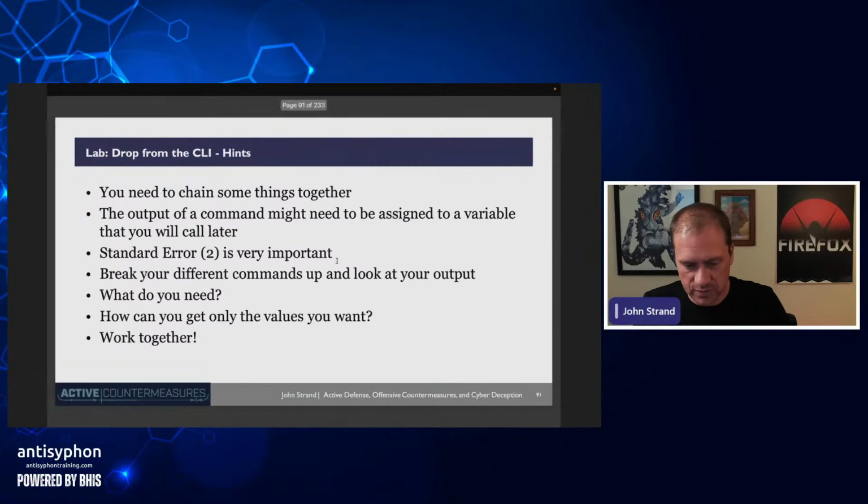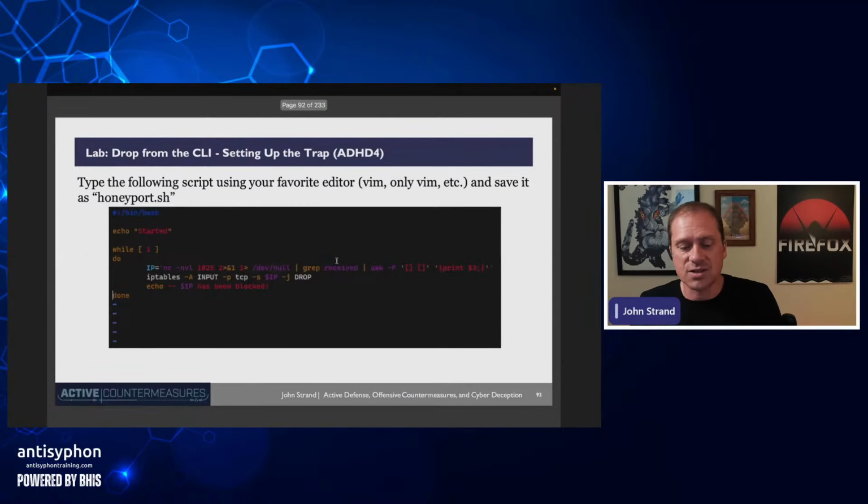That's what's going on. All right, so you're going to need to chain some things together. You're going to have the output of a command might be assigned to a variable you'll call error. Once again, standard error is so important. You're going to have to break your commands up and look at your output as well. Now I have the answer right here.